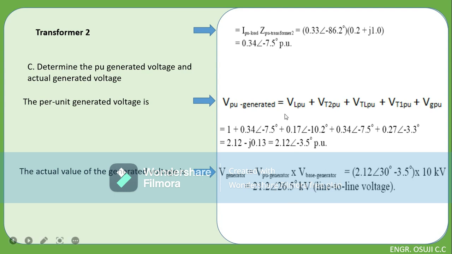So let's go back. Now you can see that we have this is the load in per unit, this is VT2 in per unit, this is VTL in per unit, this is VT1 in per unit, then finally VG in per unit, that is the voltage drop due to the per unit impedance of the generator. Actually we have calculated all these things. We were told initially that VL in per unit, the load voltage, is 1 pu, so we are returning that 1 pu, plus VT2, we have already calculated all of this.